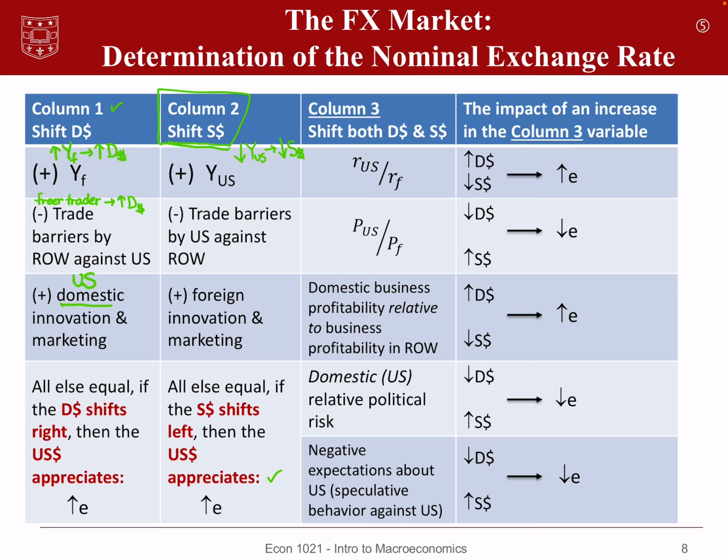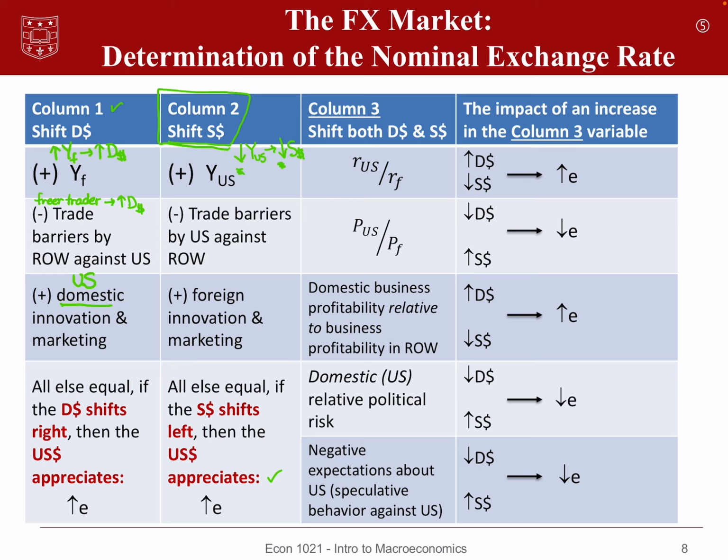So the plus sign here means that these arrows are going in the same direction. Conversely, if US incomes rose, then we would predict that people in the US would want to buy more stuff in general. Some of that stuff would come from abroad, and so they would need to be supplying more dollars in the foreign exchange market.